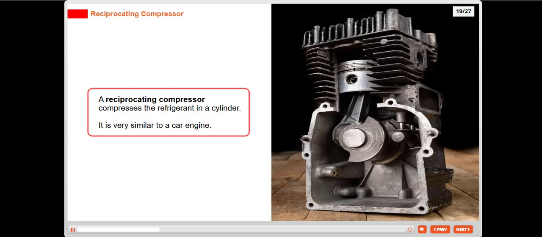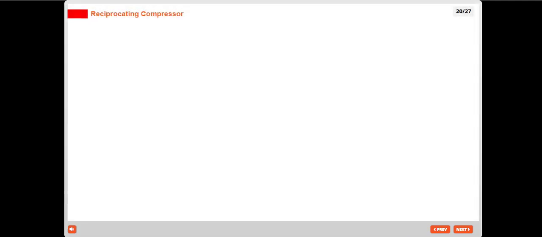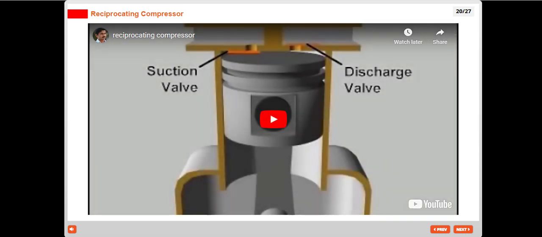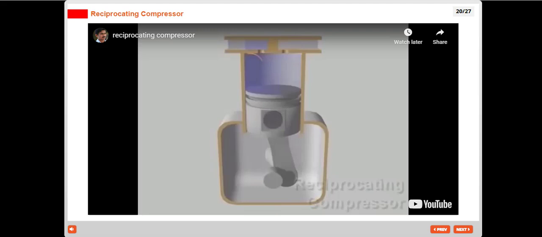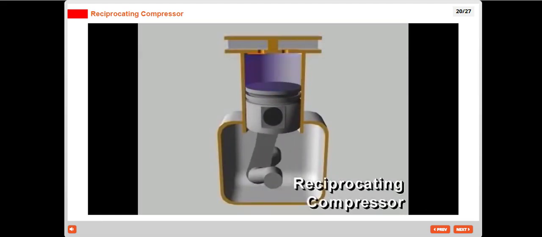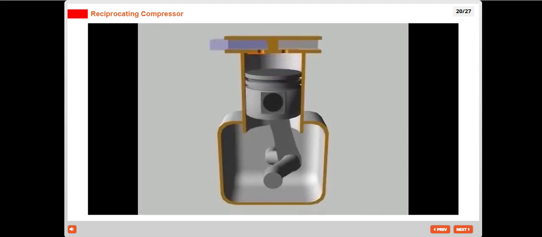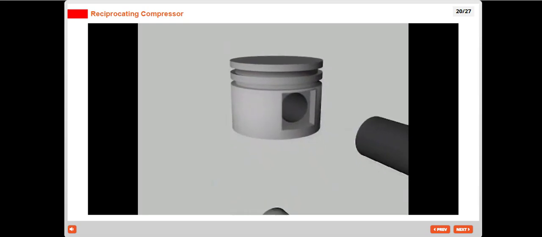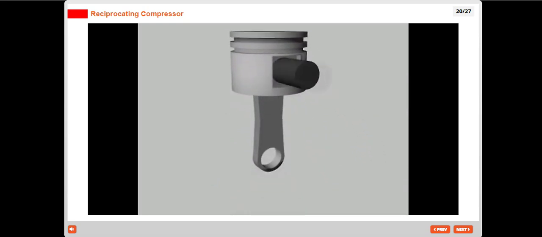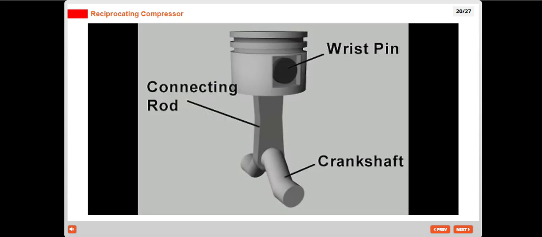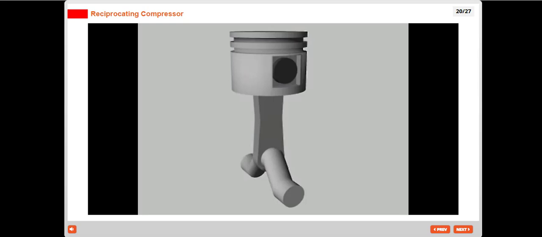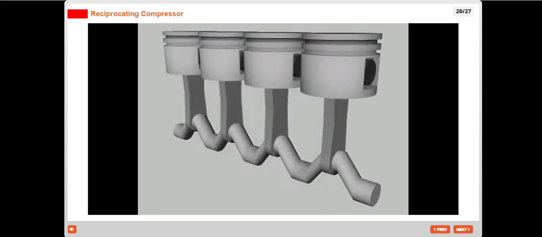A reciprocating compressor compresses the refrigerant in a cylinder. It is very similar to a car engine. A reciprocating compressor compresses refrigerant vapor in a cylinder using a piston. In a way, reciprocating compressors are like automobile engines. The pistons are directly driven through a wrist pin and connecting rod from a crankshaft. Depending on their size, reciprocating compressors may have one or more cylinders.